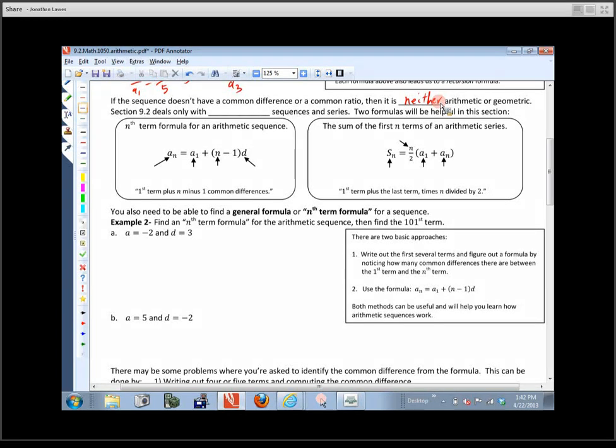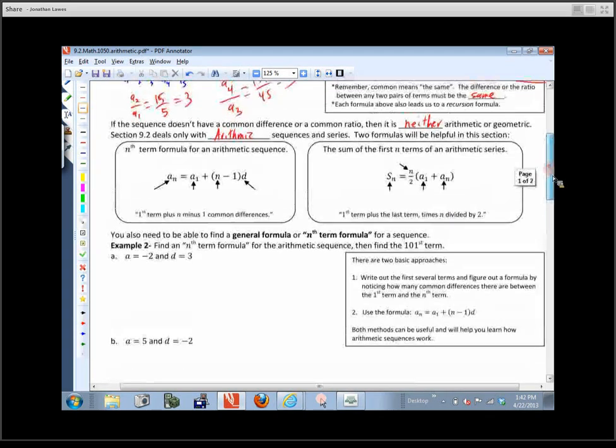Especially geometric. Arithmetic are pretty cool, but when we get into the next section, geometric ones come up a lot. So 9.2 deals only with arithmetic sequences and series. So that's all we're interested in.